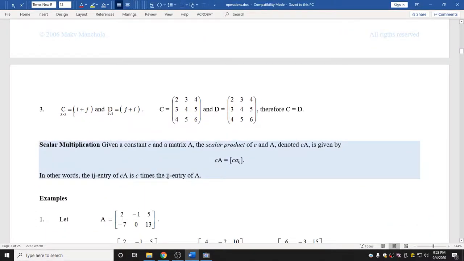Okay, number 3. Notice that in this example we are looking at matrices written in entry notation. So I'm going to copy that and we're going to check. So C, which is a 3 by 3 matrix, is described by the entries i plus j, and D, which is also a 3 by 3 matrix, is described by the entries j plus i. Okay, are these two matrices equal?